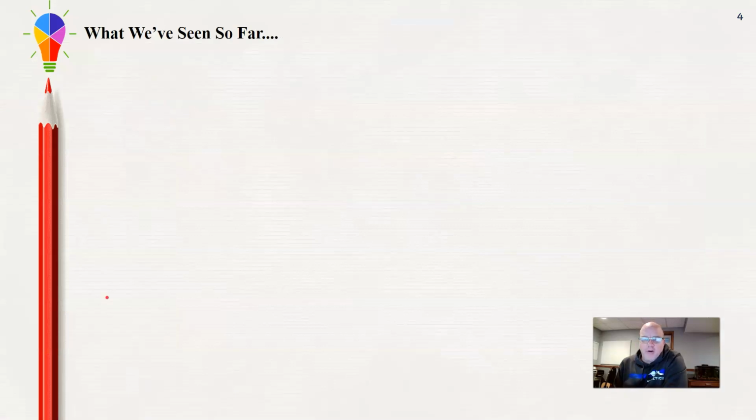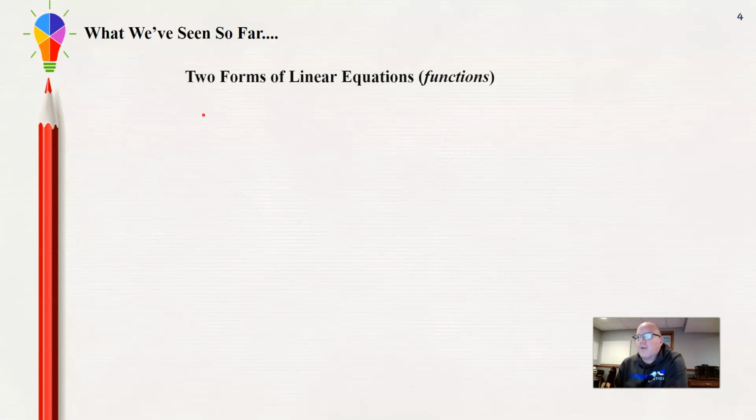So we've been working very hard for 3 days on writing equations of lines, and let's just talk about what we've seen so far to make sure that this makes sense to you. We know right now that there are two forms of linear equations. We can call those functions if we want to, but right now we'll just refer to them as an equation.